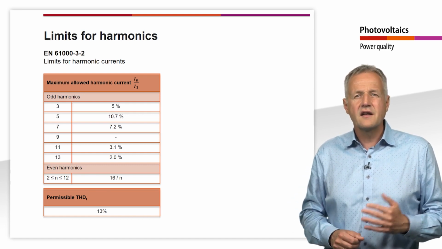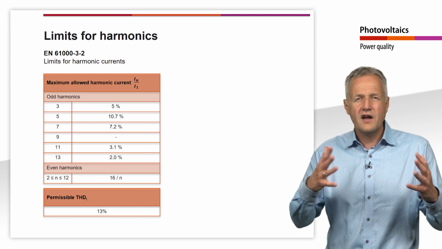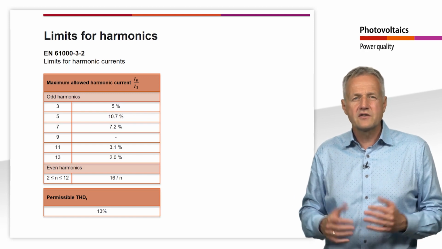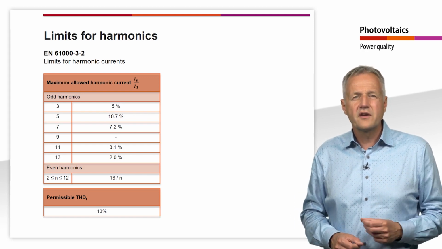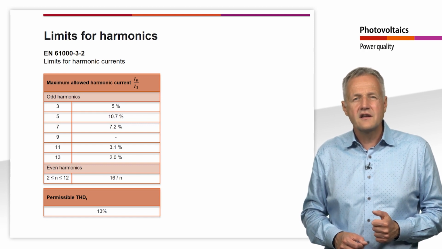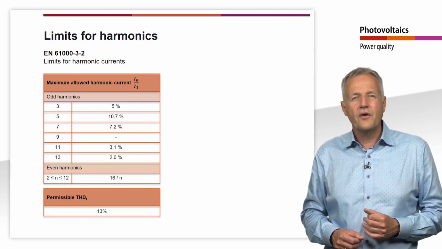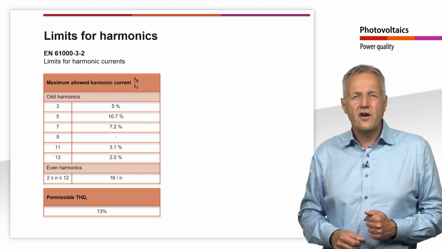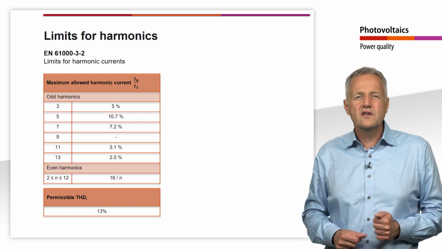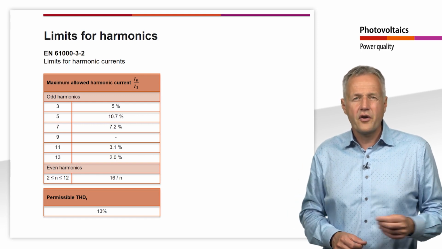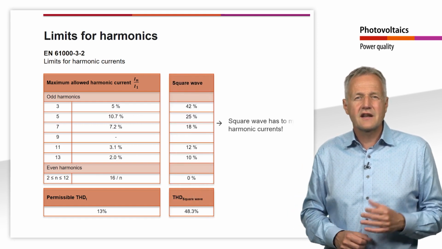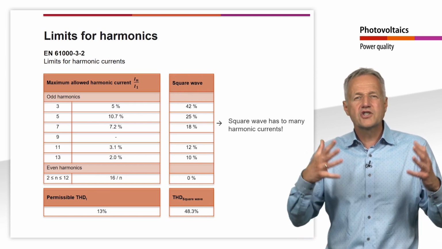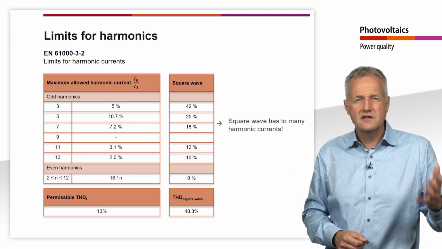For these reasons, there are limit values for both large consumers and power plants that must be met with regard to the harmonics. In Europe, these limits are defined in the EN 61000-3-2 standard. Let's have a look at the harmonic components of a square wave in comparison. It can be clearly seen that a square wave inverter generates harmonic currents that are much too high to be allowed to be connected to the power grid.